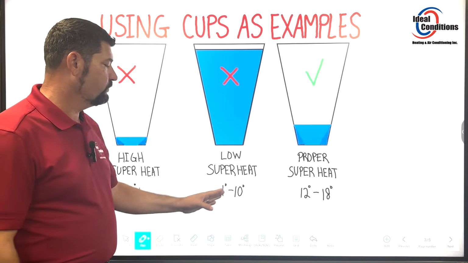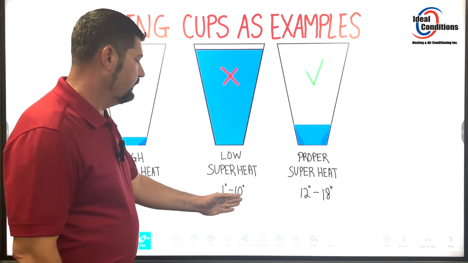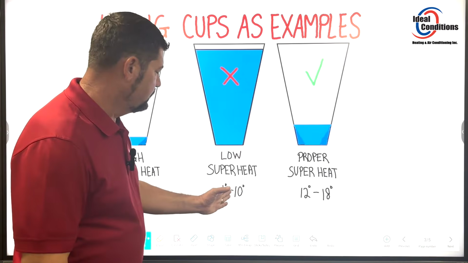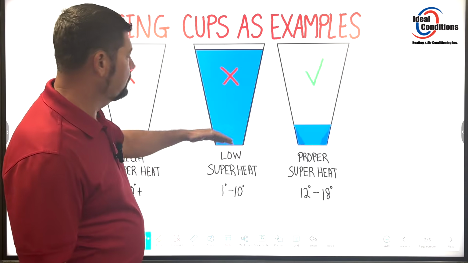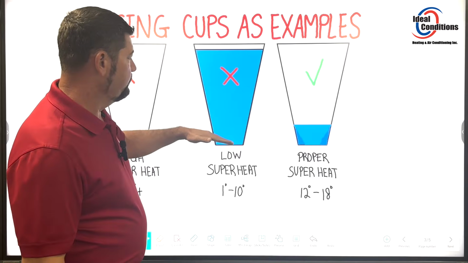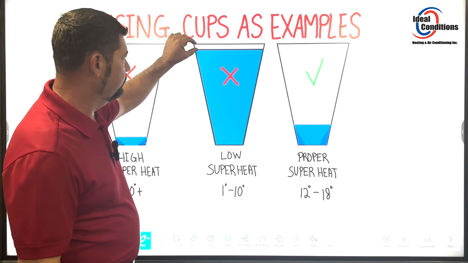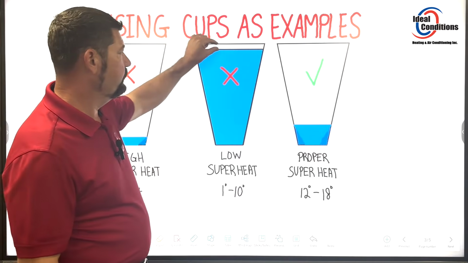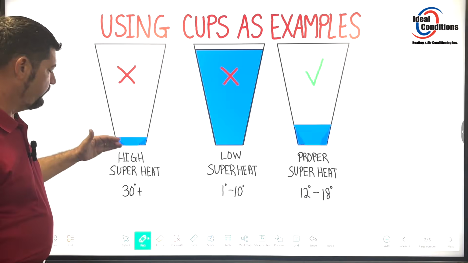So that's not a good range, right? This is a very good range, not a good range, right? So you can see just that 12 to 18. I'm not saying that this represents 10. This pretty much represents 1 degree of superheat because there's just a little bit of space up here where there's vapor present. And so over here we have a high superheat.